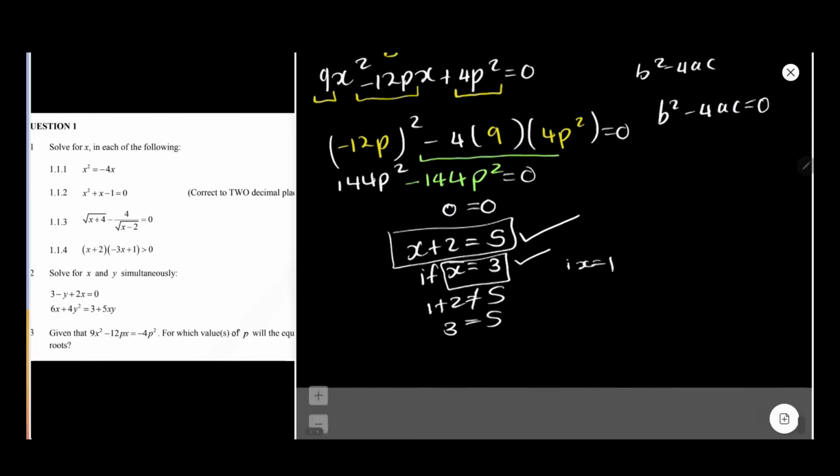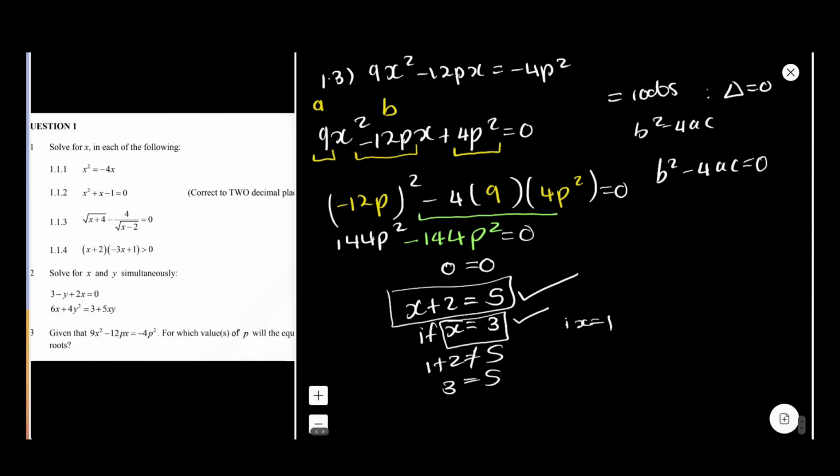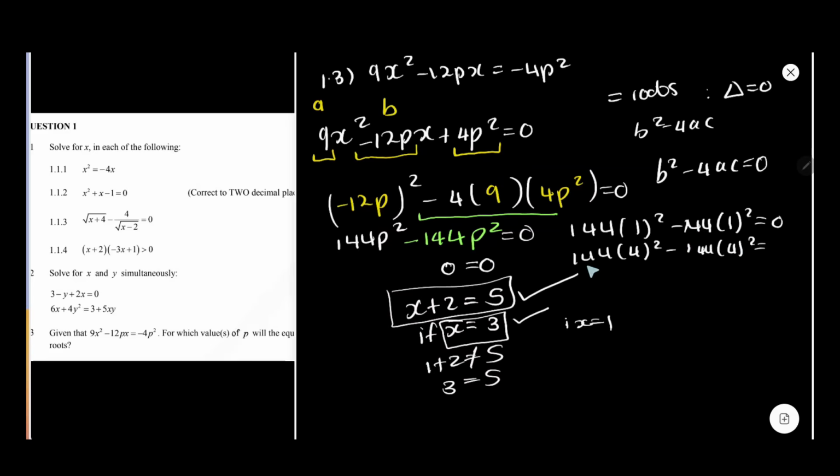When this happens, it means that your answer will work regardless of whatever number you try. As long as it is a real number, it's going to work. So with this equation, if I tried 144 and then in place of p, let's say I just tried 1 squared, minus 144 times 1 squared, I would still get a 0. If I tried 144 times 4 all squared minus 144 times 4 all squared, as you can see, I'm subtracting the same thing by the same thing. I'm still going to get a 0. It means that p is going to work for every single number as long as it's real.